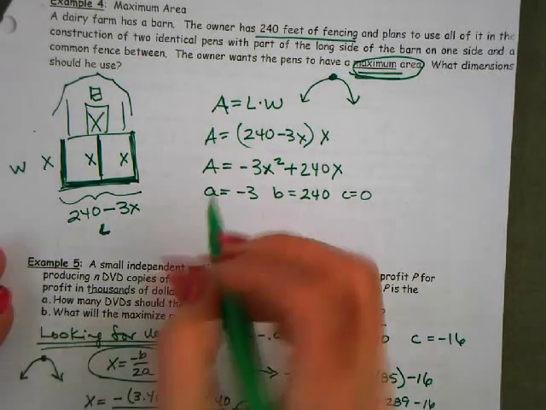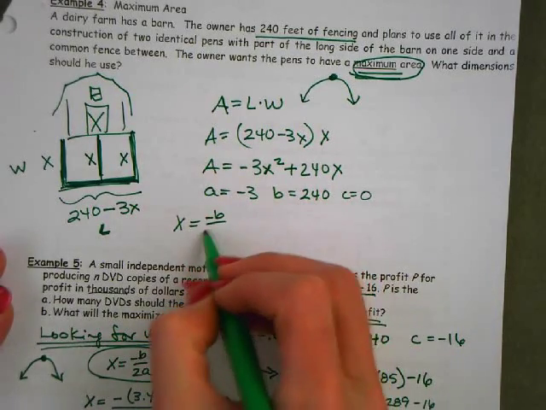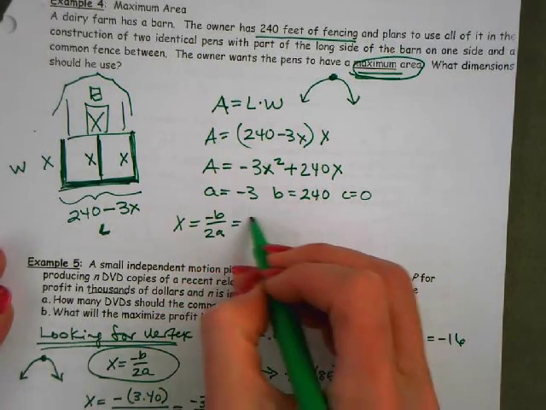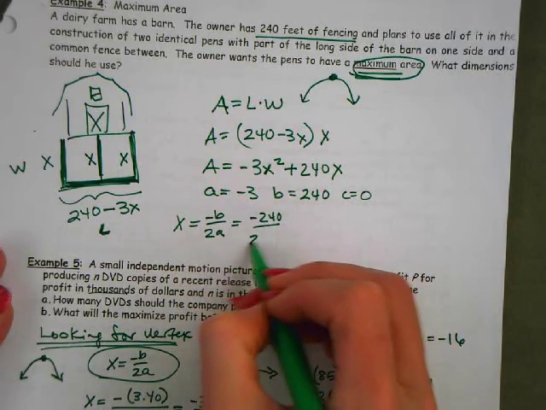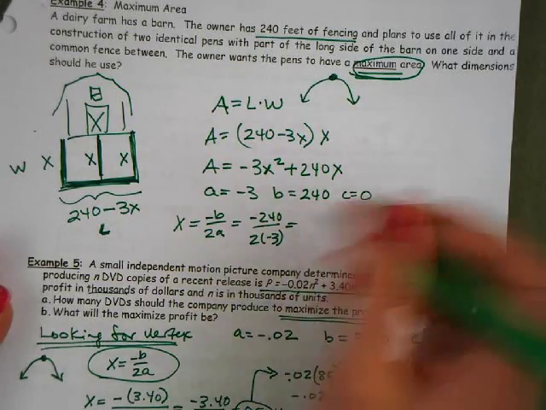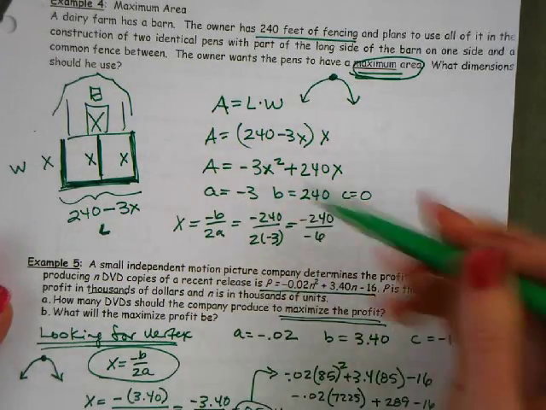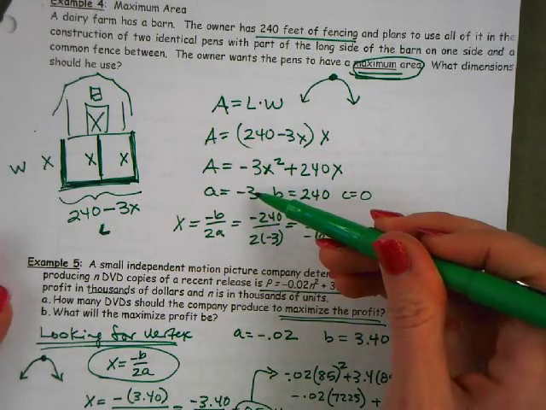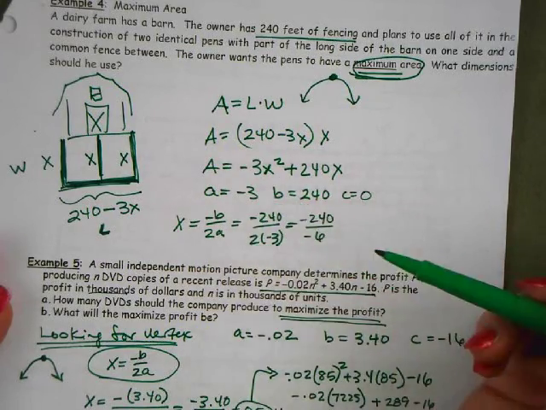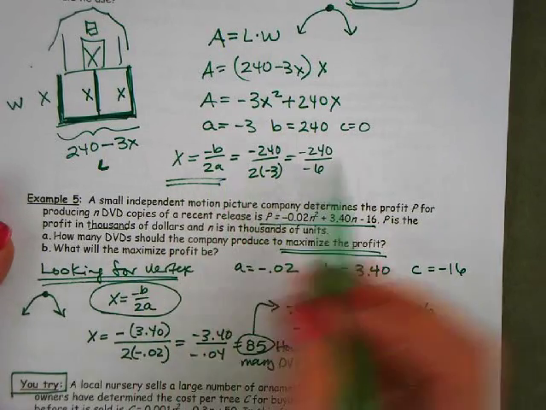It's negative b over 2a. So that's going to be negative 240 all over 2 times the negative 3. So that becomes 240 divided by 6. I got 3 from the a. a is negative 3. Does that make sense? So I'm just trying to find the vertex, and the x value of my vertex is at negative b over 2a. So I just plug in my a and b values. Okay? You good with that?